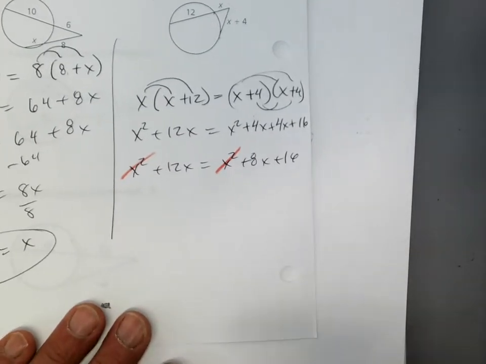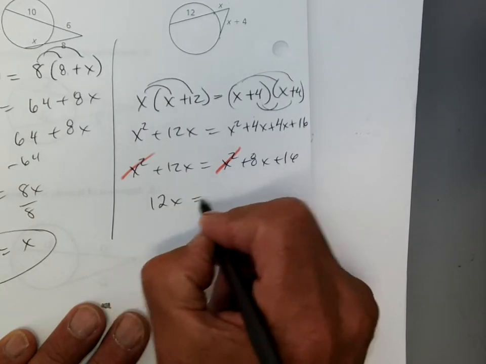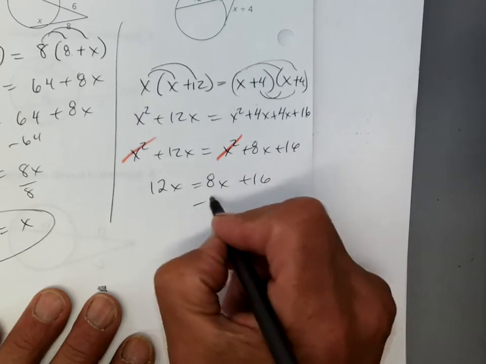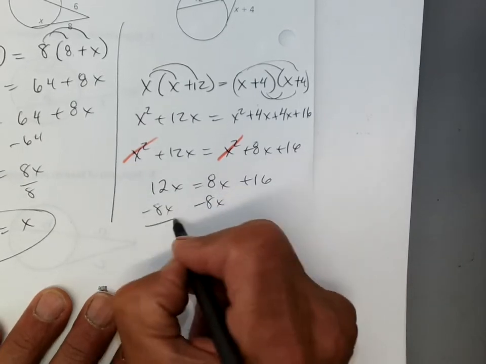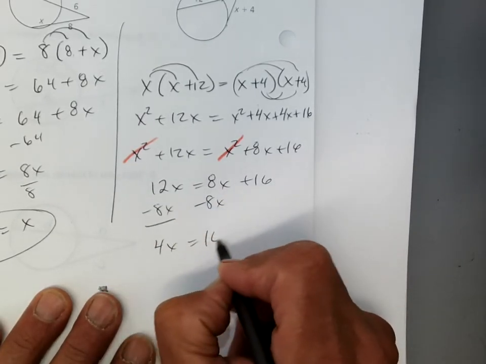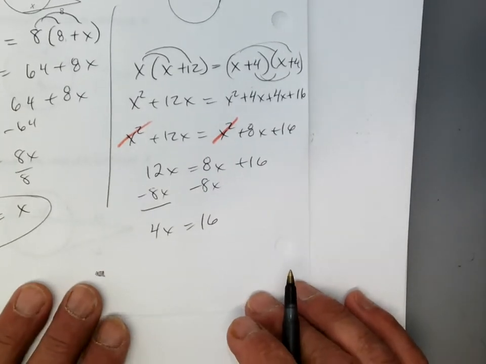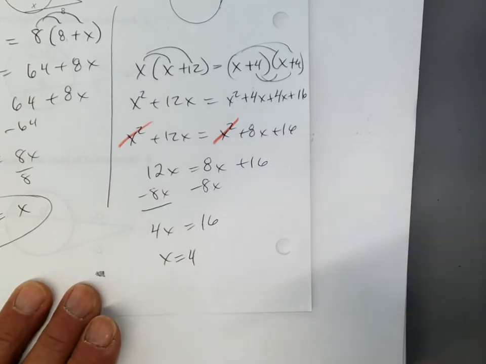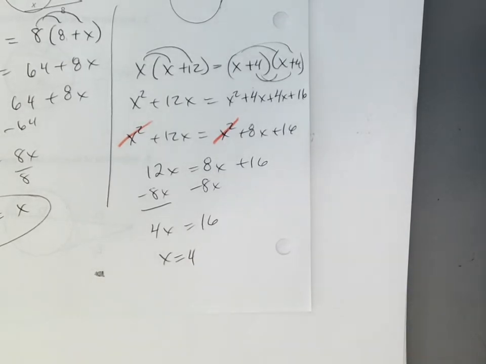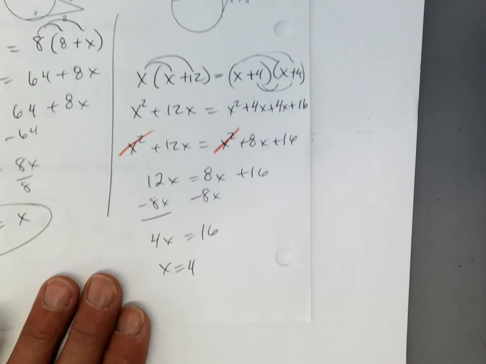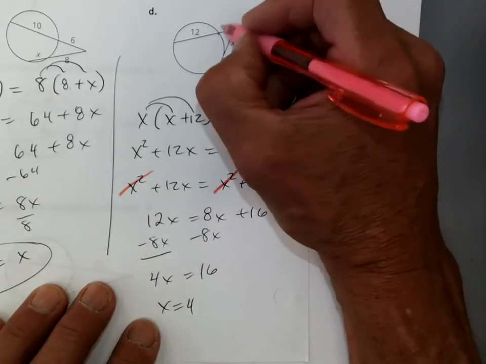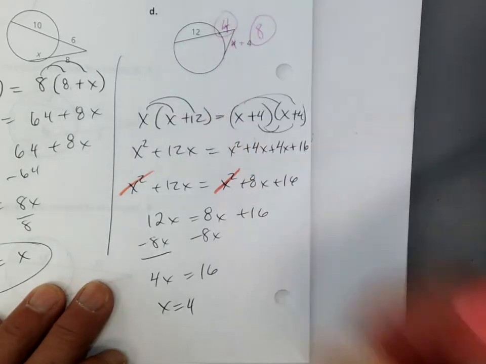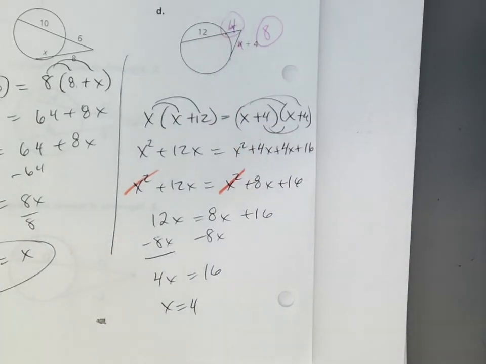So now it's getting pretty easy. 12x equals 8x plus 16, right? Minus 8x, 4x equals 16. Divide by 4, x is 4. Which then I can go back up to the figure and figure out what everything is. So if x is 4, then this is 4, and this is 4 plus 4, and this piece is 8. What do you think? Can you do it? It's really pretty easy, okay?